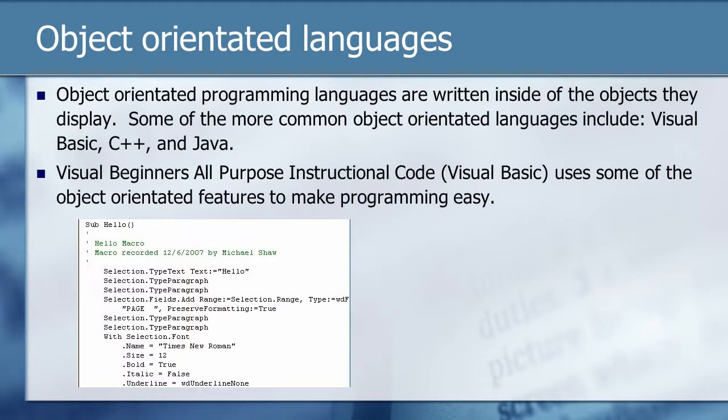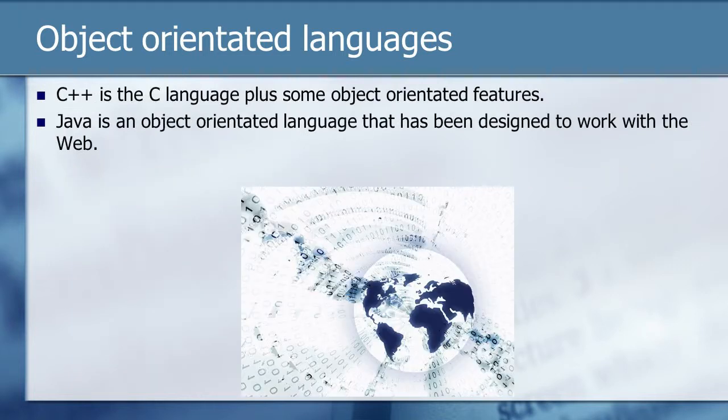So you are using objects, and you are having those objects interact. C++ is basically the C language plus some object-oriented features, and Java was sort of built from the ground up to be an object-oriented language that will work well with the web.